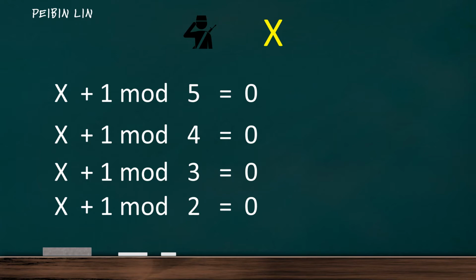The minimum of x plus 1 is the least common multiple of the numbers from 2 to 10, so we can go further and figure out the minimum of x. We succeeded in turning the problem into calculating the least common multiple of the numbers from 2 to 10. But how do you calculate it? It's also a challenge.